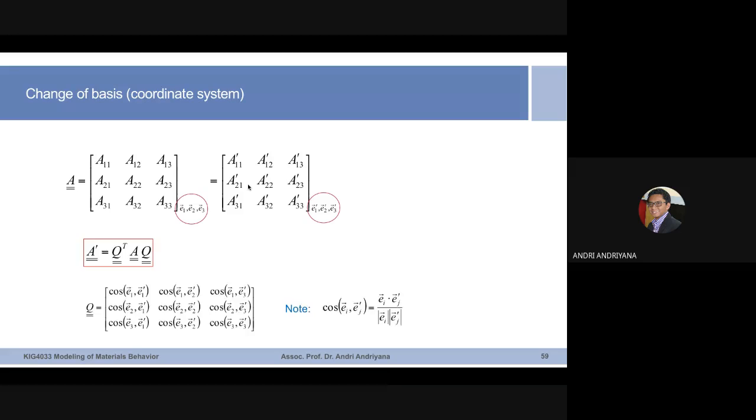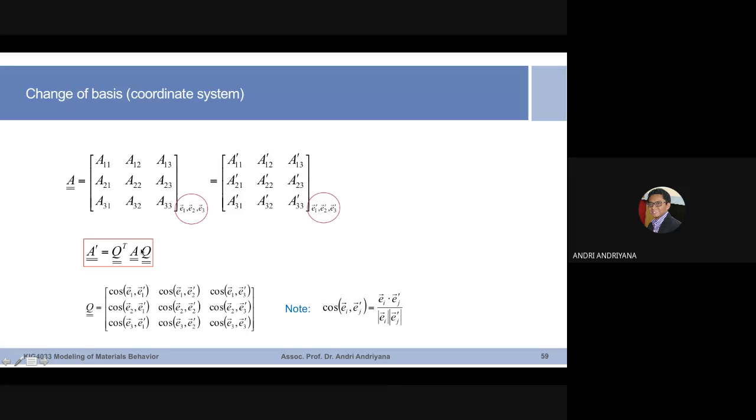Now, if this is the old components and this is the new components, how can I relate the new components to the old components? Change of basis, like what we did in vectors. Look back at vectors. So we have another equation which links the components of the old tensor to the components of the new tensor.